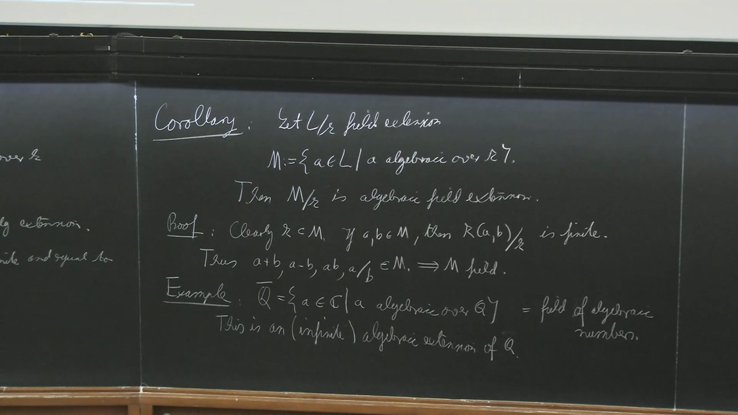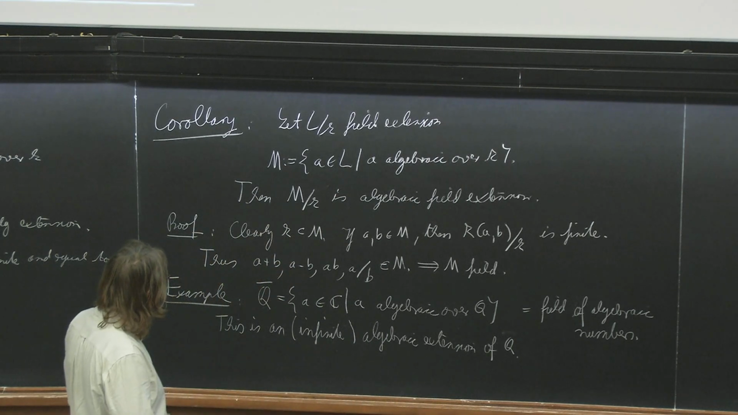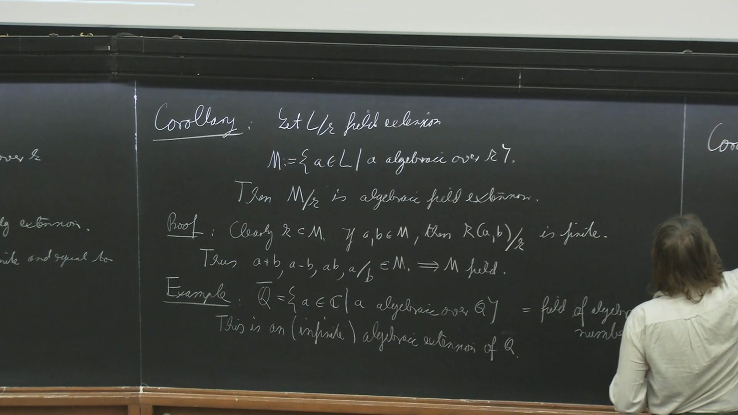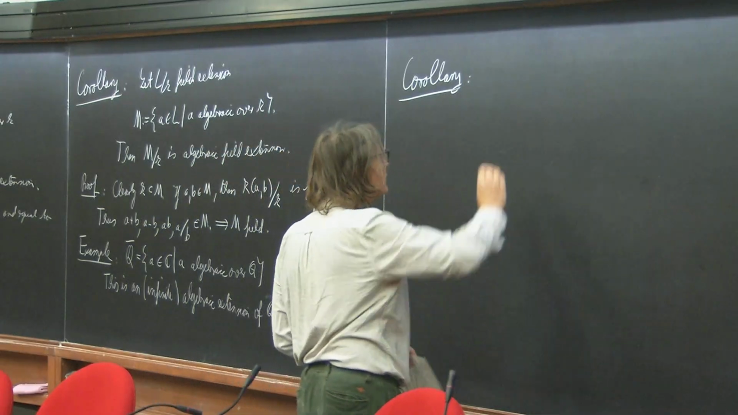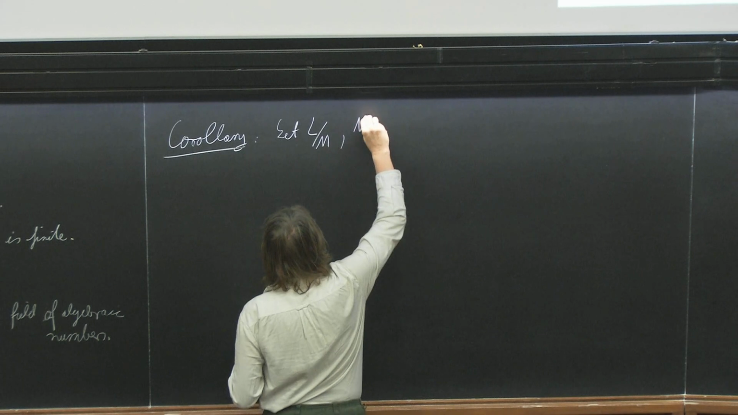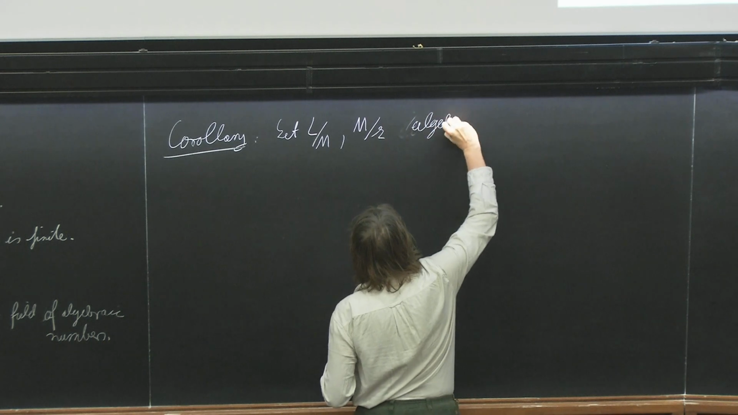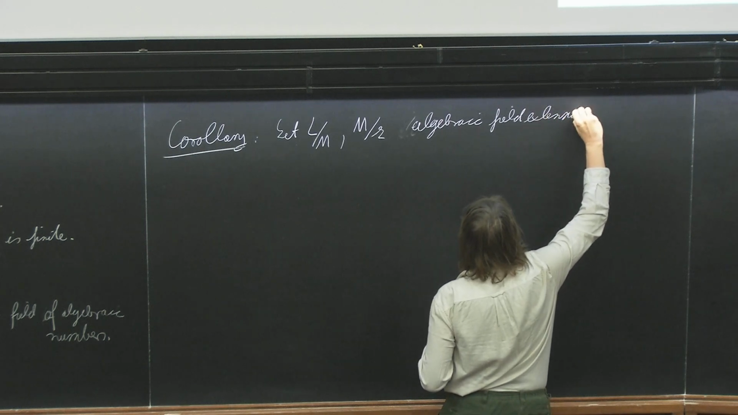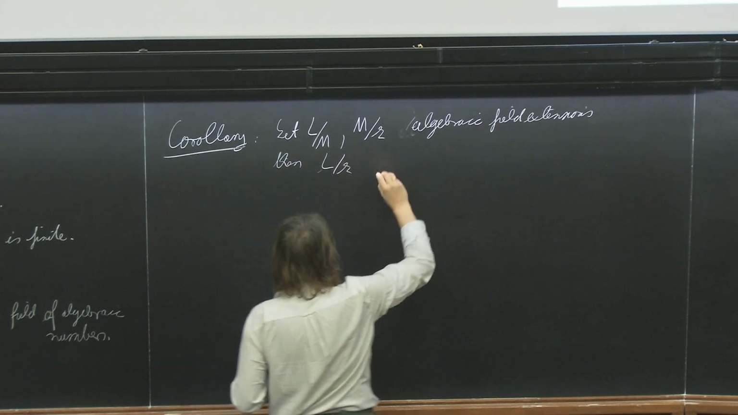So we also obviously want that if we make a composition of algebraic extensions, it's also an algebraic extension. So corollary: let L over M and M over K be algebraic field extensions. Then L over K is also an algebraic field extension.